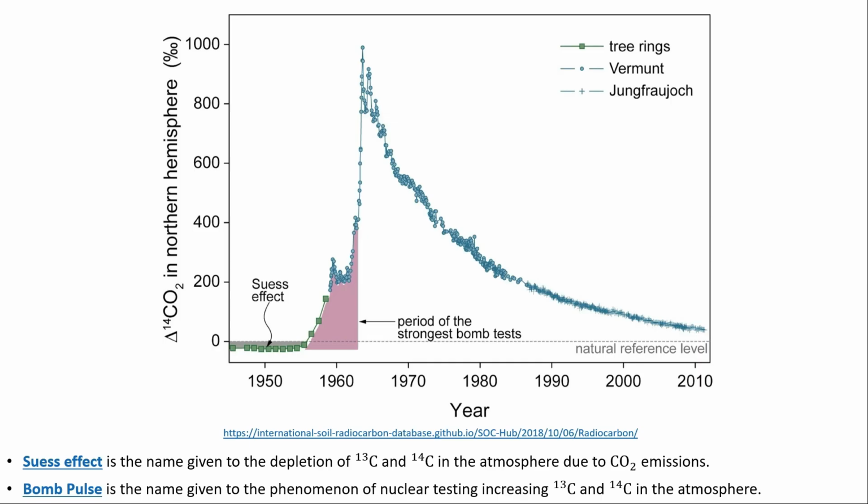And scientists have termed what we've been talking about here the Suess effect. So this is the name of the effect given to the depletion of carbon-13 and carbon-14 in the atmosphere due to CO2 emissions. And what we've seen since the bomb testing has been called the bomb pulse. So this is the pulse in the air of carbon-14. So we see the increased carbon-14 levels, and then after the testing discontinues, we see that the carbon-14 levels decrease as we go down. And that is the Suess effect coming back into play again here.